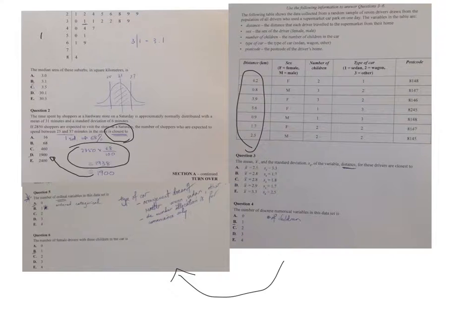Now, question 4. The number of discrete numerical variables. Discrete, no decimals. I mean, you can have decimals in others, in some situations, but in the situation of number of children, you only allow whole numbers. We don't count the 6 months pregnant type stuff. Okay, so number of children, 1 or 2 or 3 or 4 or 0.